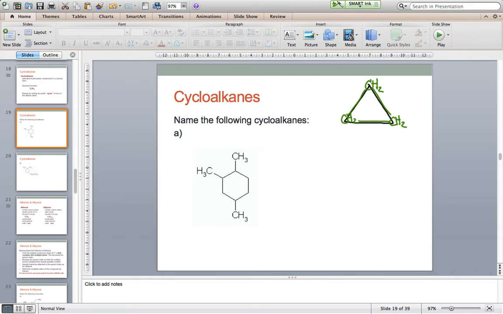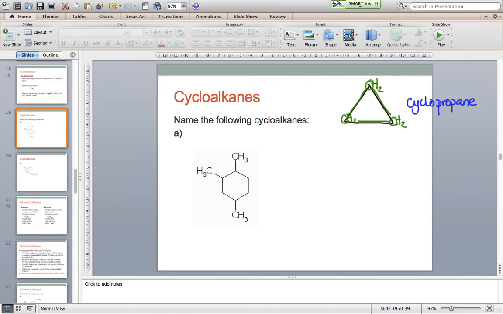If we were to name this as an alkane, we would say, okay, there are 3 carbons in this chain. So that 3 carbons, that's prop, and it's all single bonds, so that's ane, so propane. That would be if these were 3 carbons in a straight line. However, these are 3 carbons in a ring structure, and so what we need to do is add the word cyclo in front of the parent chain name or the alkane name to make that compound cyclopropane.